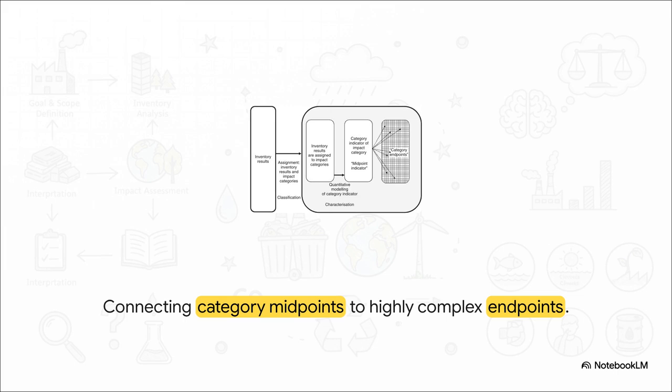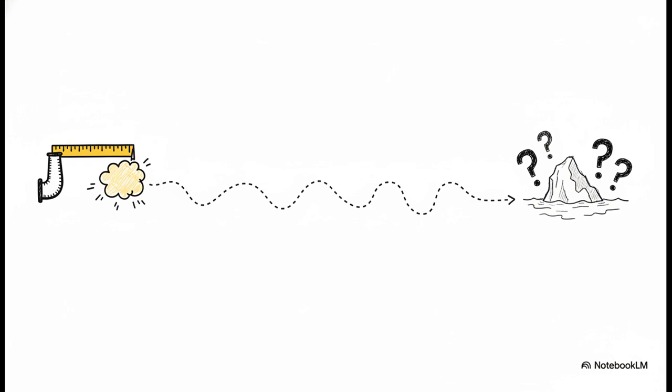You can see the midpoint indicator sitting firmly right in the center. But out to the right, you see this sprawling, interconnected web of dashed lines pointing toward the category endpoints. Those endpoints represent the actual, real-world damage, the ultimate consequences of those emissions. Think of it like speeding in a car. The midpoint is your speedometer reading, highly measurable, right there, close to the source. In environmental terms, that's like measuring a greenhouse gas absorbing infrared radiation up in the atmosphere.